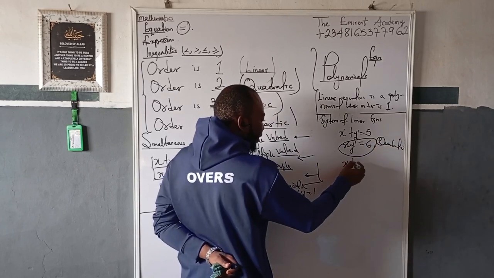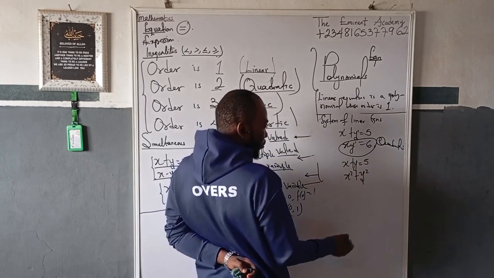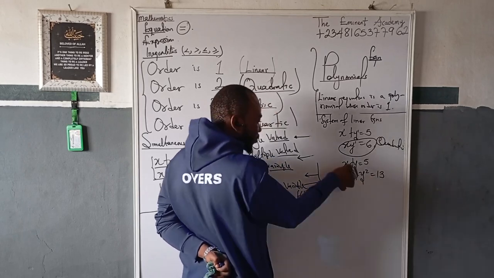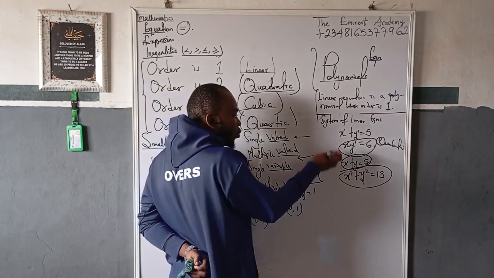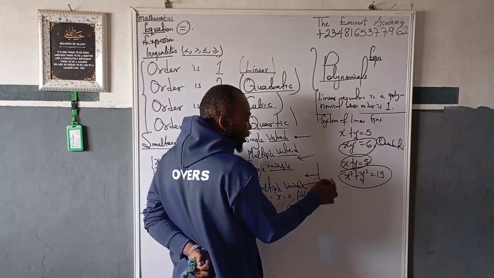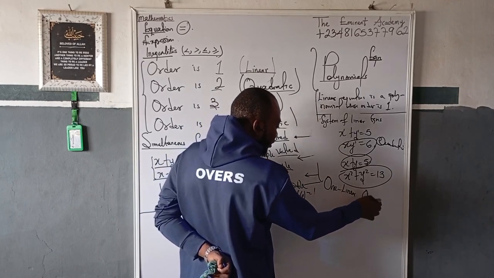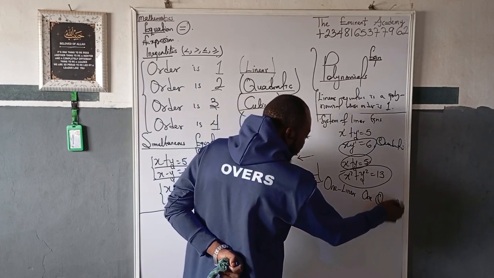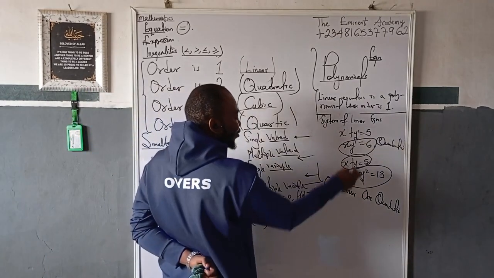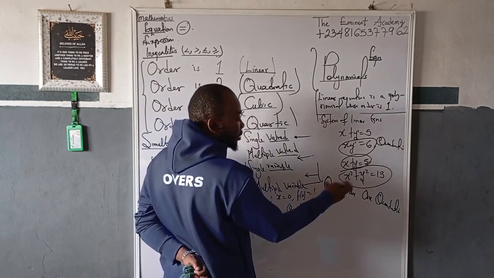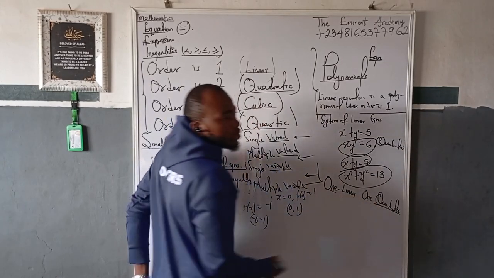Another example: let's say we have that same x plus y equals 5. We then have x squared plus y squared equals 13. We have this to be linear and this to be quadratic. So when we have such a case where one is linear and the other is quadratic, mind you, it cannot be called a system of linear equations, neither can we call it a system of quadratic equations. What do we call it? We call it one linear, one quadratic.